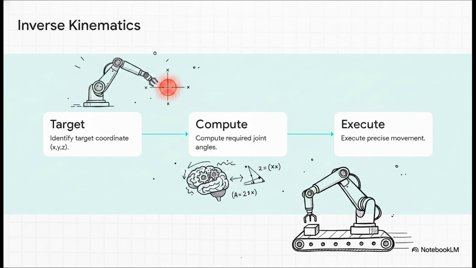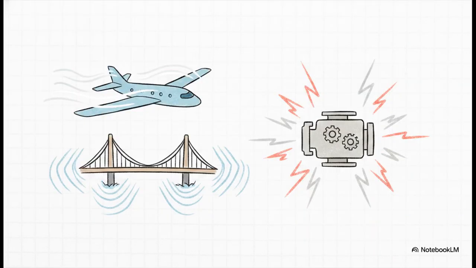Imagine a robotic arm working on a fast-paced assembly line. Step 1, the system identifies the desired target coordinate in 3D space, in X, Y, and Z location. Step 2, it computes the exact required joint angles needed for the arm to reach that spot. And step 3, it executes the precise movement. The robot is mathematically calculating the perfect grip and path before it ever moves a single mechanical muscle. No guesswork, just precision. But while kinematics plots the path, dynamics is what ensures the structure actually survives the trip.